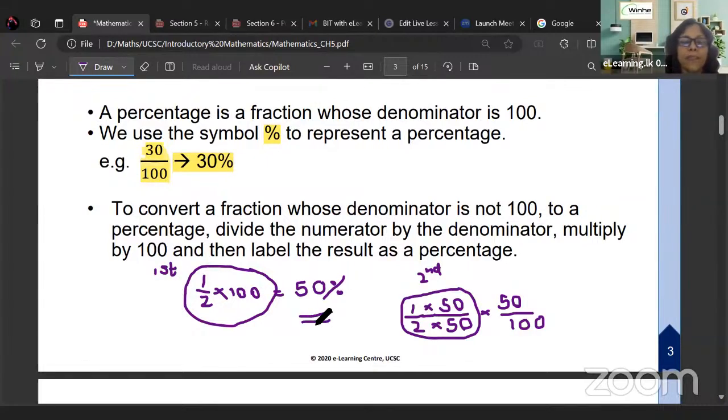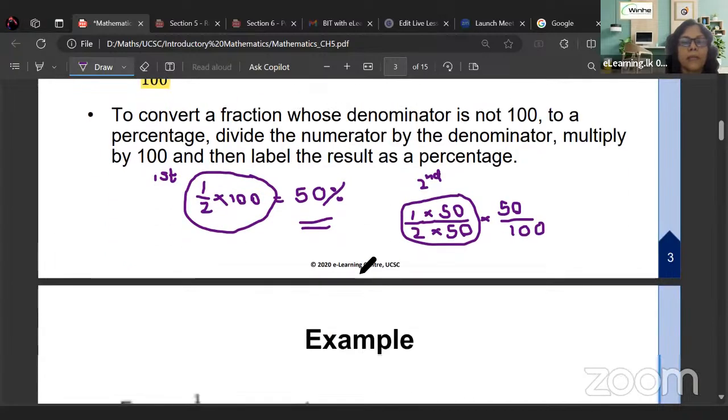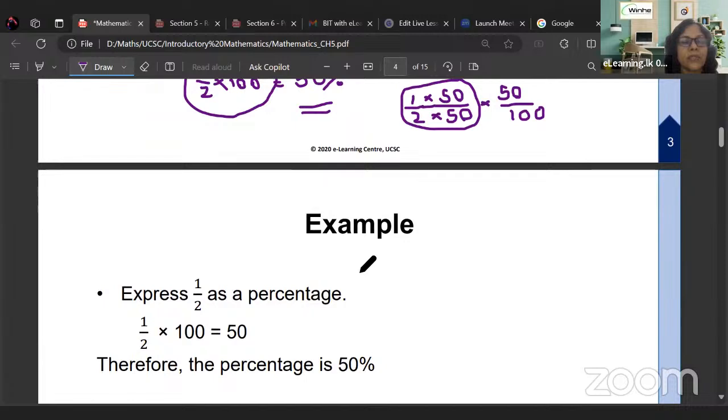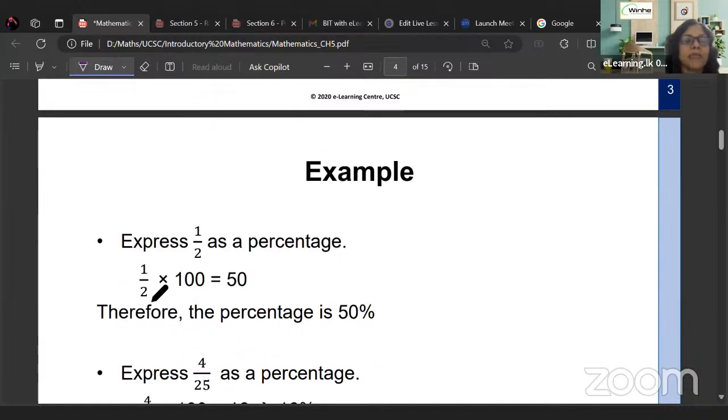Here you can see it shows half as a percentage, but you can write here only the 50. When you multiply half by 100, it is equal to 50. If you are going to find the percentage, then you have to represent it with the percentage mark, or the symbol of percentage.